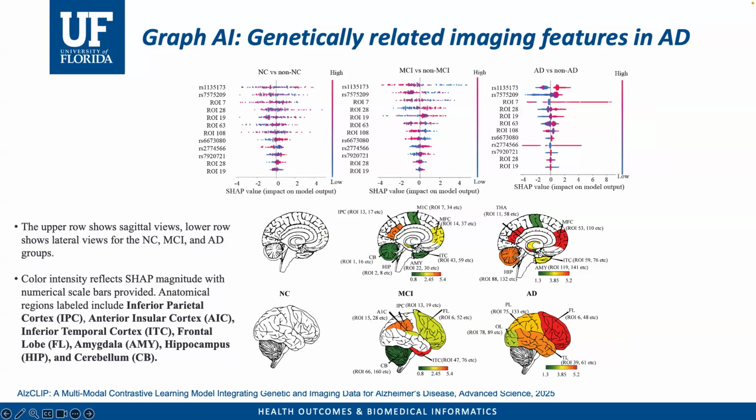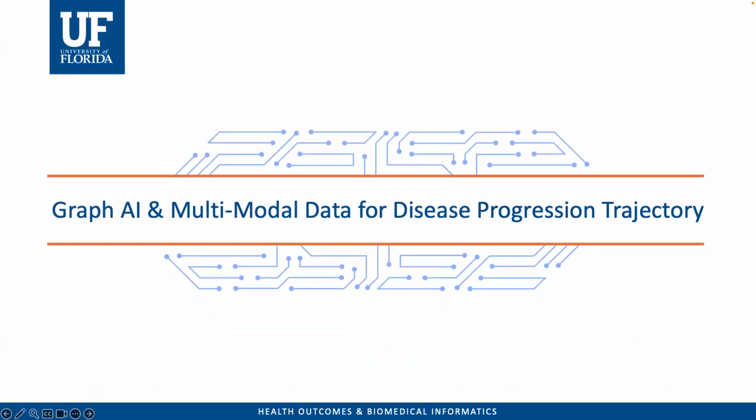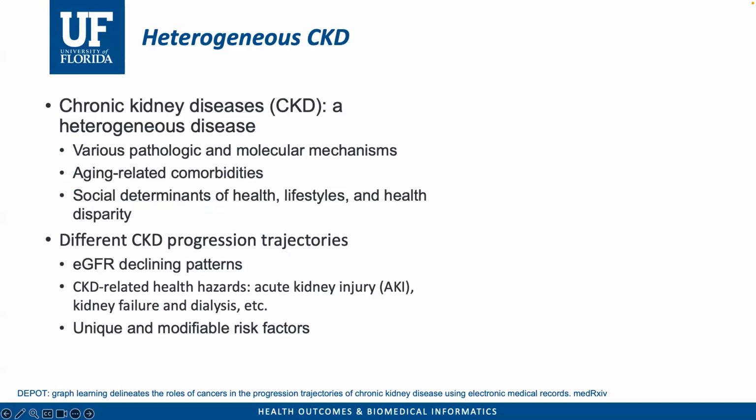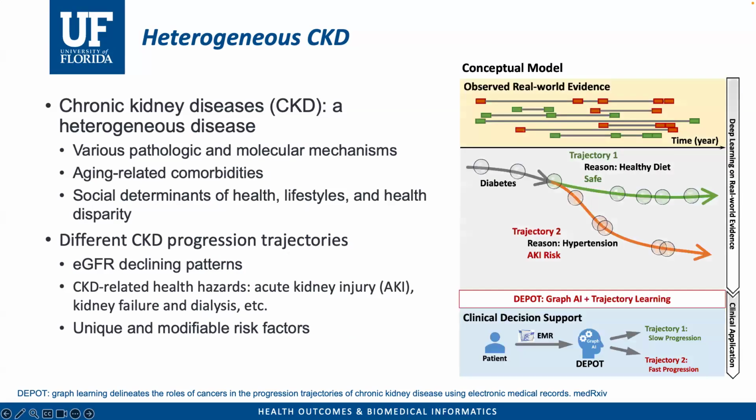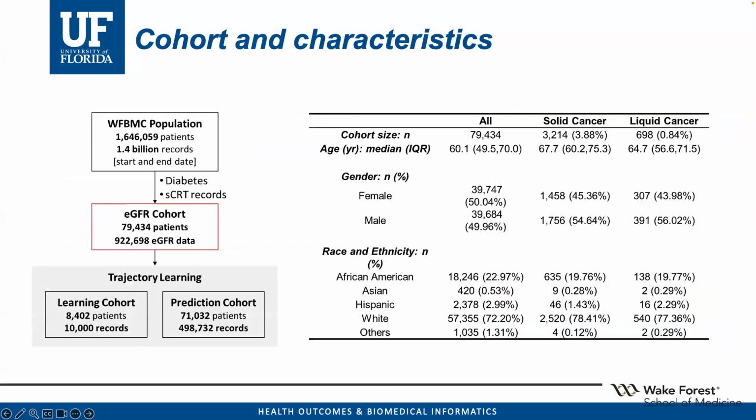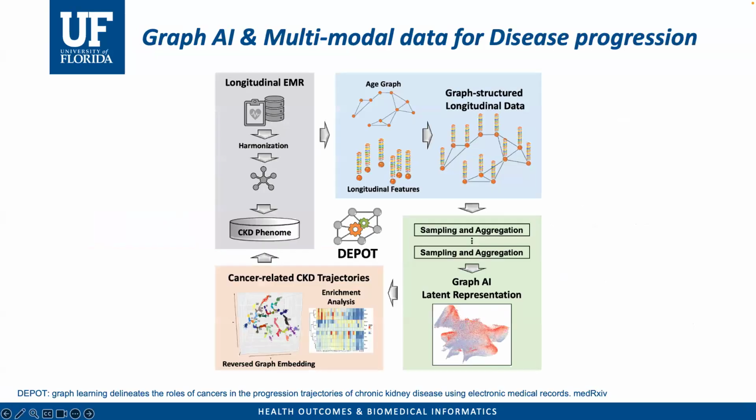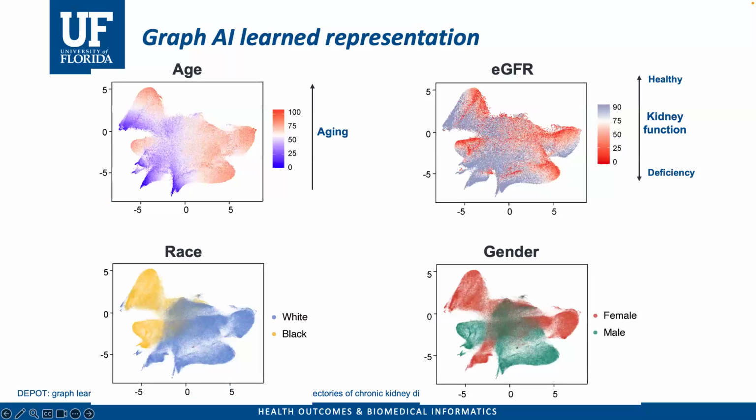And moreover, the last one is another work we have been doing on chronic kidney disease, another type of disease, but they are relevant because we use different types of data. Why do we work on chronic kidney disease? Because it's very heterogeneous. Different patients can progress differently. That's why we work on this, and we have the cohort. This is another study from Wake Forest, when I was there. We use graph search and also a discriminative decision tree to identify the patient disease progression trajectory.